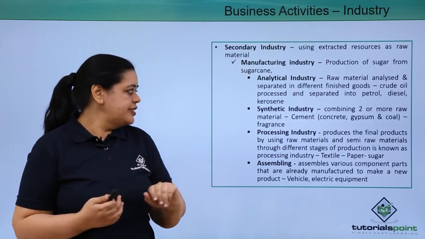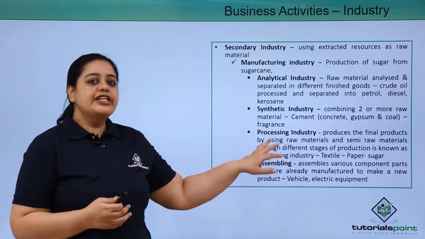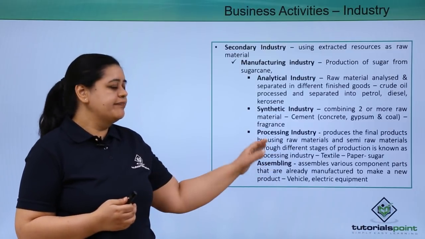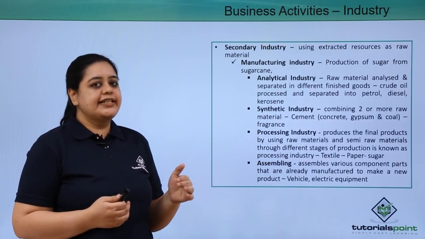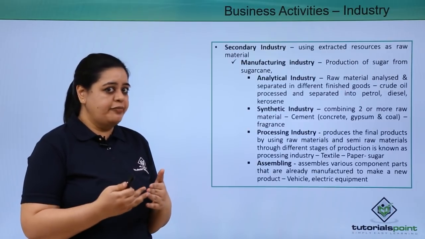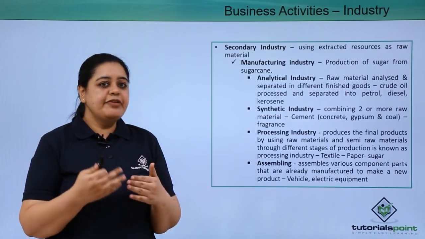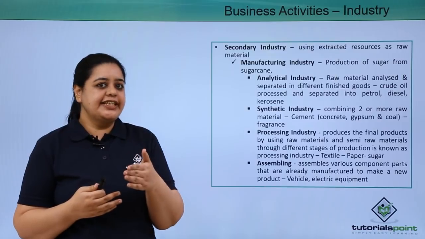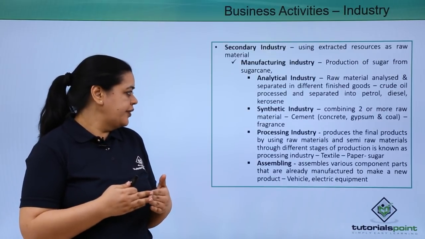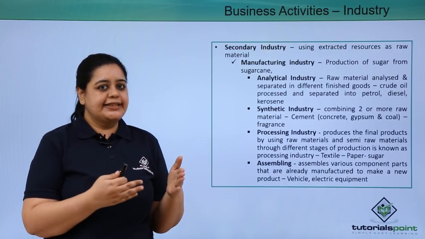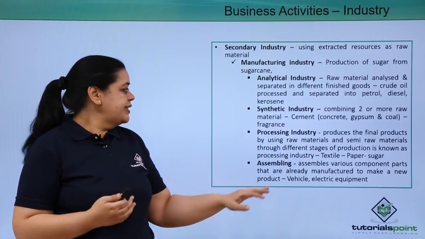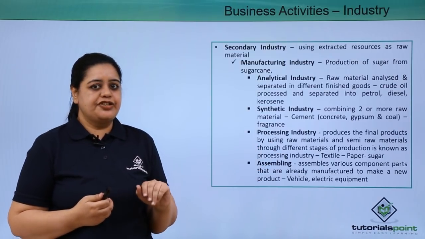Now we have processing industry. What is processing industry? The final products in this industry are produced by using the raw materials and semi-raw materials in the different stages of production. For example, textile, paper, sugar, these all come under processing industry.